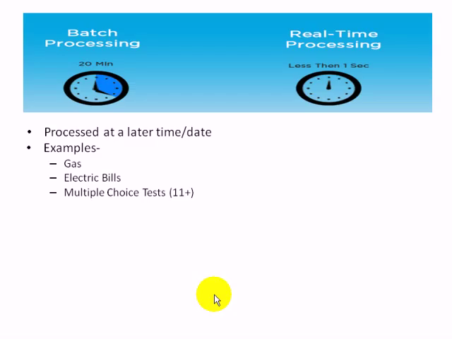The same with your 11 plus test. Whenever you did the 11 plus test, you did it all together. All the other schools were gathered together. They were then processed all together. With real time, they're processed immediately.